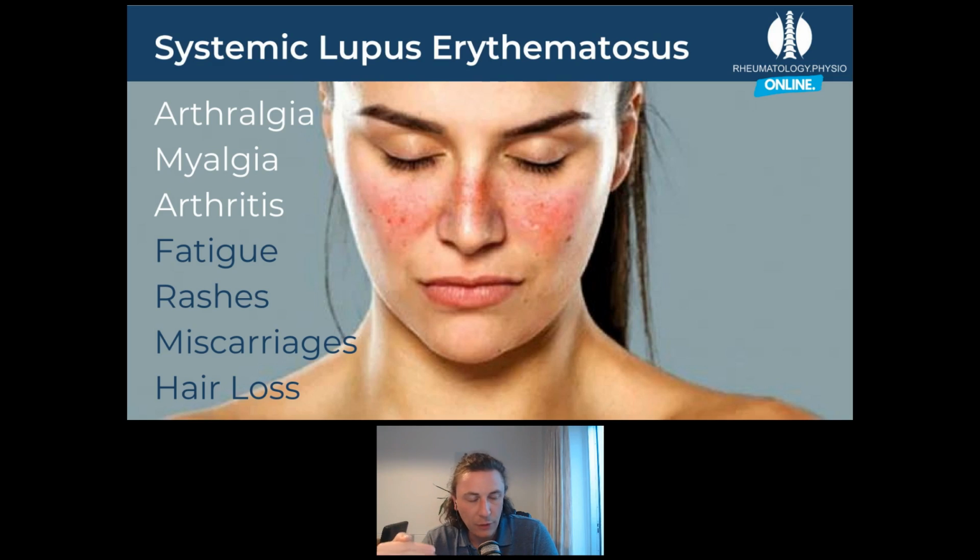So what I've done on this slide, these are the main symptoms associated with systemic lupus erythematosus, or SLE. These aren't listed in order of prevalence. What I've done is I've listed these more in the likelihood of us seeing patients in our musculoskeletal clinics. So at the top here, we've got arthralgia, myalgia, and arthritis.